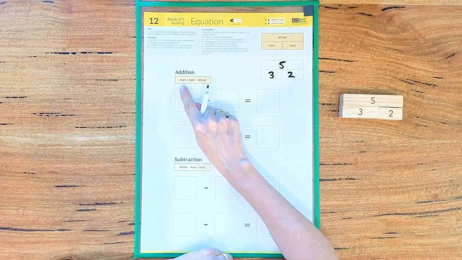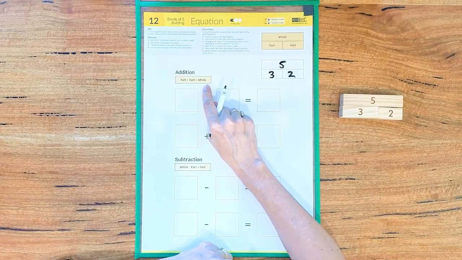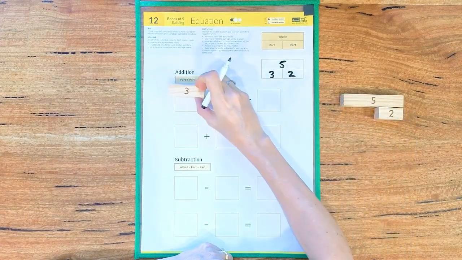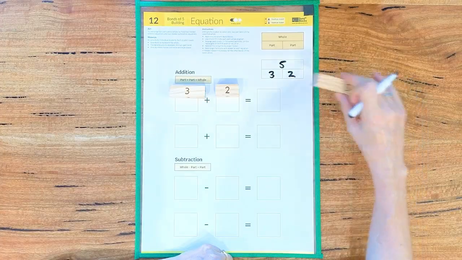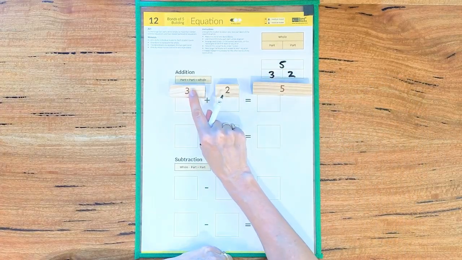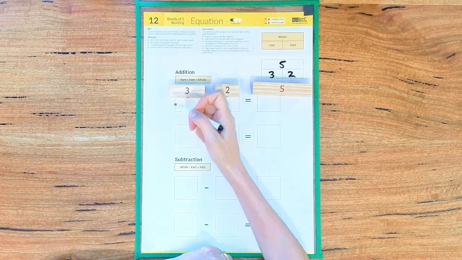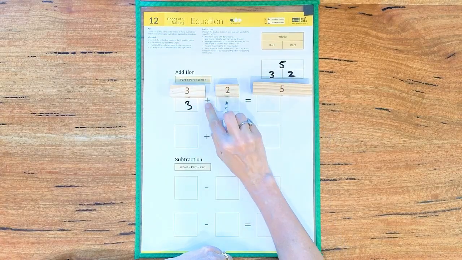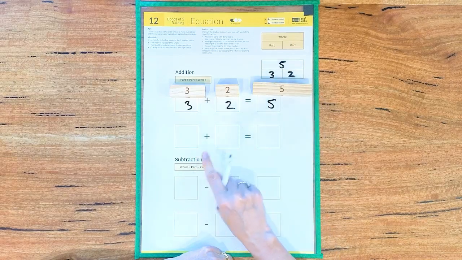Addition is part add part equals whole. I place my blocks that are the parts in the part position and the whole in the whole position. Part add part equals whole. 3 add 2 equals 5.